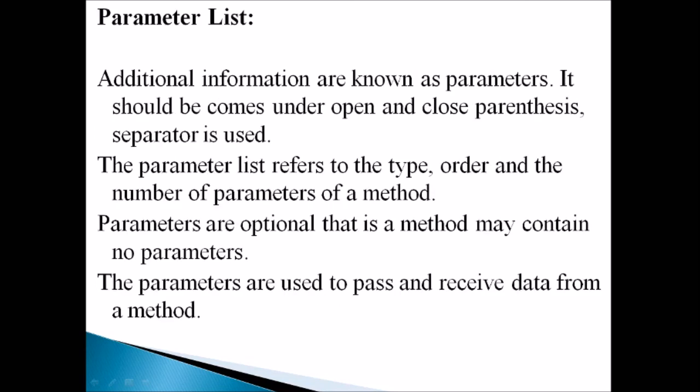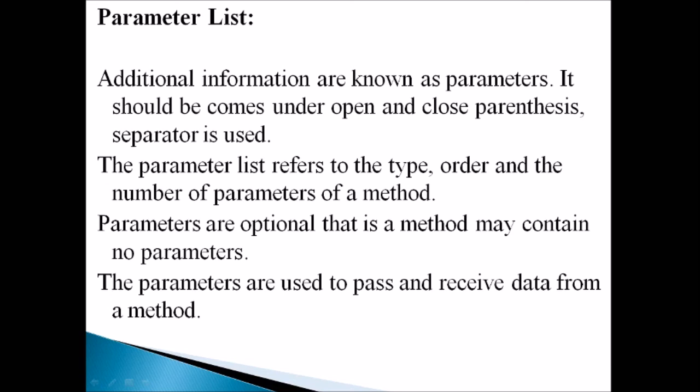Next one, parameter list. After the method name, there will be open and close brackets. Within that, these parameters should be given. These are called additional information. In the sense, these are optional. It is not compulsory to give a parameter list in a method declaration. Methods are referred to by the type, order and number of parameters of a method.